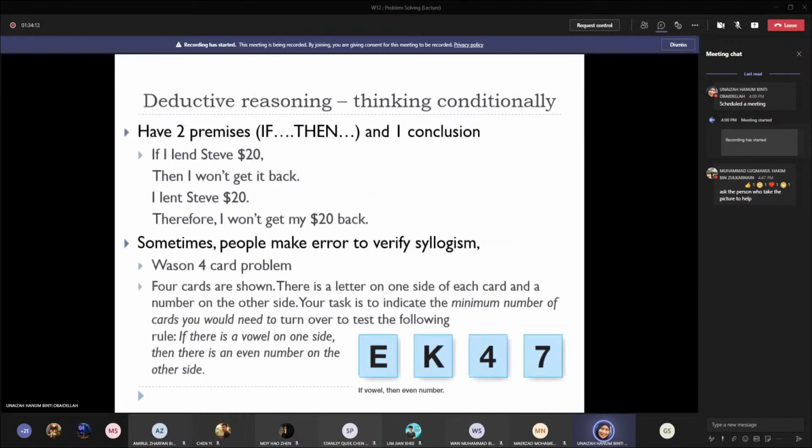But to some, even this one is easy, and to some, it needs a bit of thinking, right? Like why 3, why 2, or do I have to turn all 4? It also depends on how well we understand the question. And what we have looked at in this part is 2 types of reasoning. One is deductive, another one is inductive.